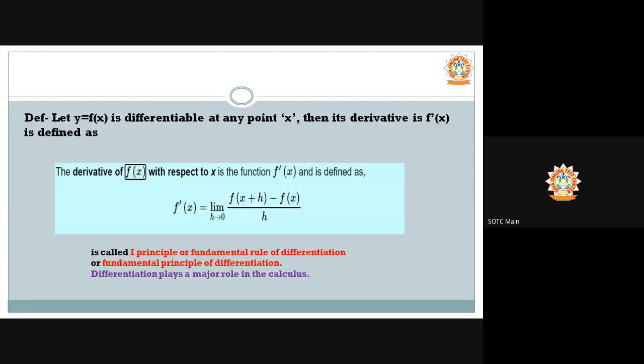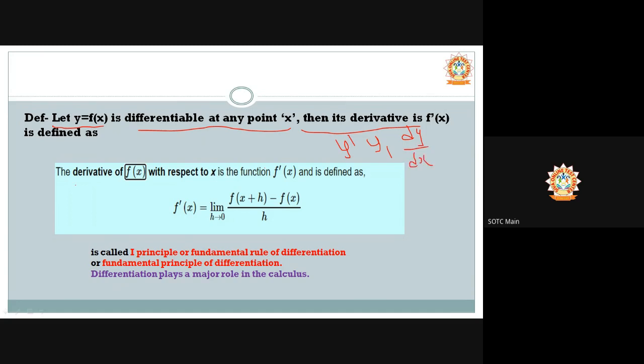Now this differentiation is derived from the limits formula only, that is, from the first principle of differentiation, which is given as: let y is equal to f of x be a function and it is differentiable at any point x. Then the derivative is denoted by f dash of x, or y dash, or y1, or dy by dx.